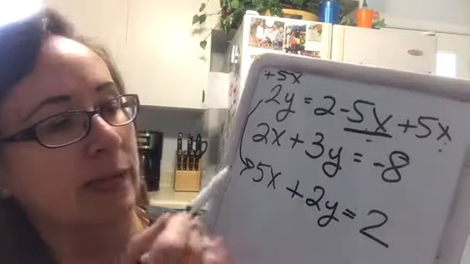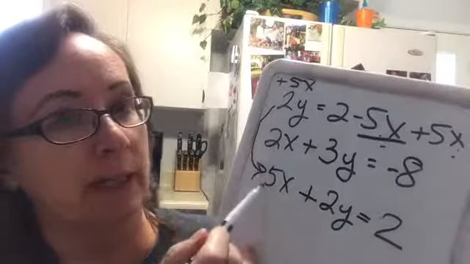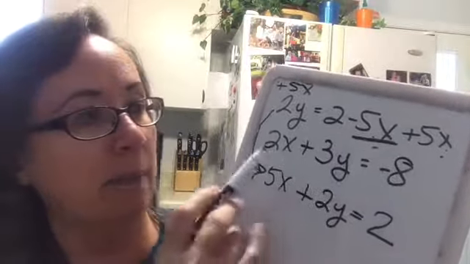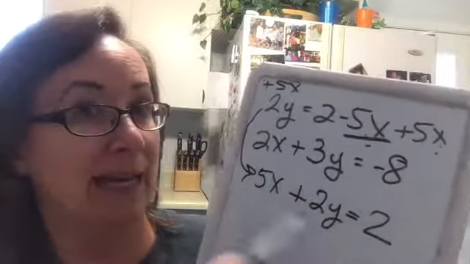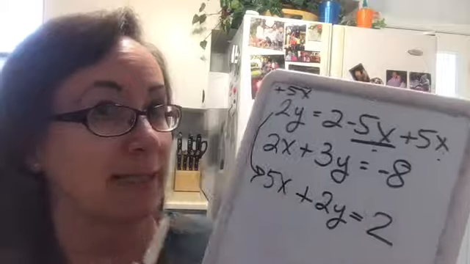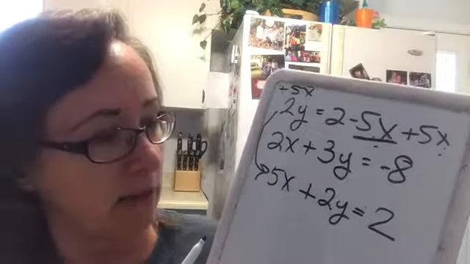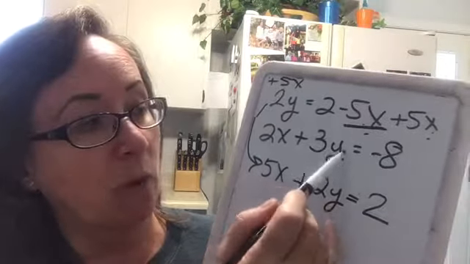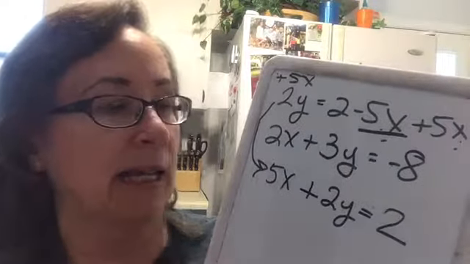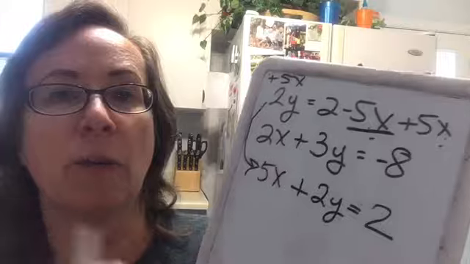Okay, now the least common multiple between a 2 and a 5 is a 10. So I could multiply by 5 on the top and negative 2 on the bottom to get both of the x's to go to 10 and negative 10. Or my y's, I could multiply to get a 6 and a negative 6. So let's go with the y's.